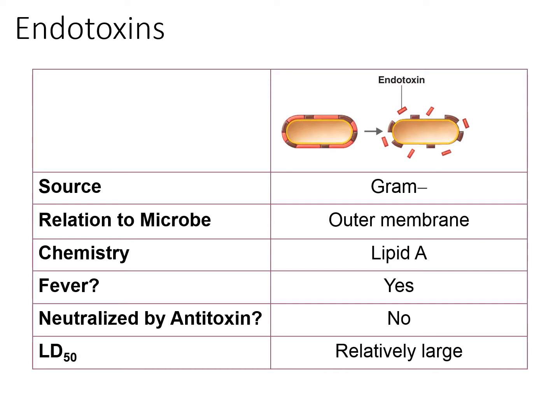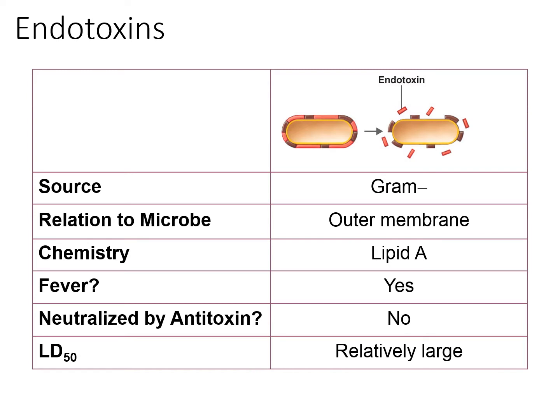As long as the bacterial cell is living and the outer membrane is intact, the lipid A is harmless to a host. But once the bacterial cell dies and starts to break apart, that lipid A gets released and it can cause some pretty significant symptoms. So your endotoxins, their source is gram-negative cells. They are part of the outer membrane. Okay, it is a lipid, that's the lipid A.